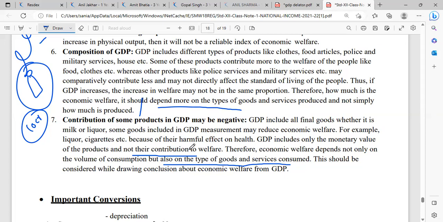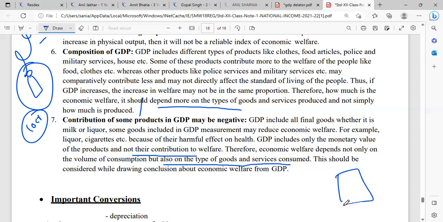So for cigarettes and all that, you are only calculating the cost which you have utilized, not whether it is a welfare thing or not. This is also considered while drawing the conclusion about economic welfare. So over here, the contribution of some products may be negative, right? So this is also a limitation. You are not including it. So how will you get to know that, okay, if it is not included, it's negative? And again, it's affecting the GDP, right?